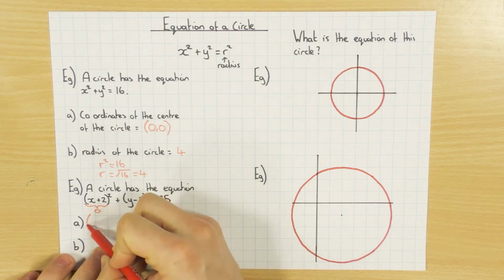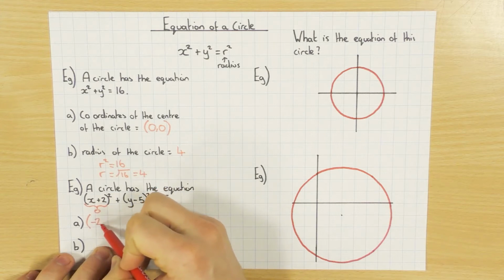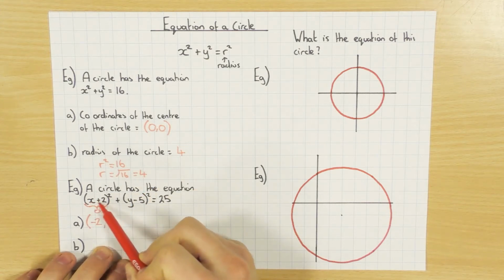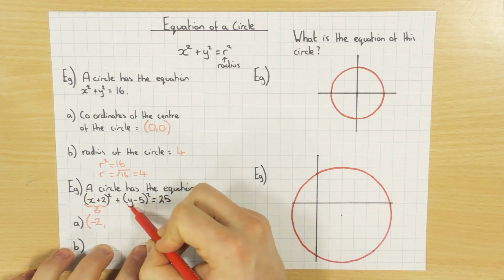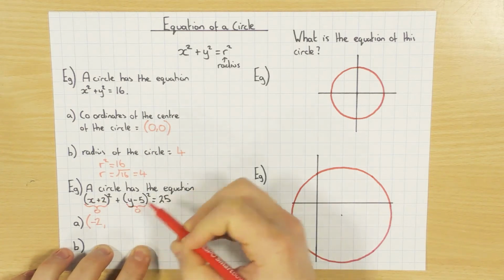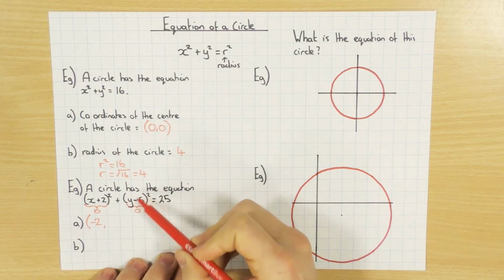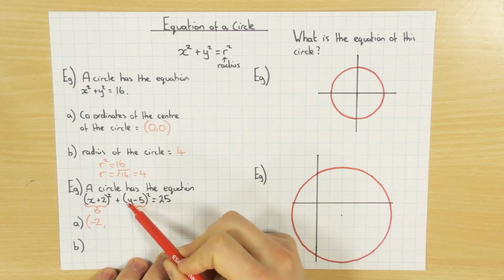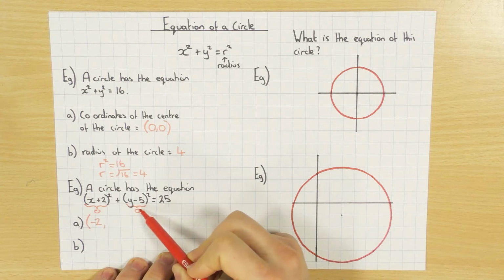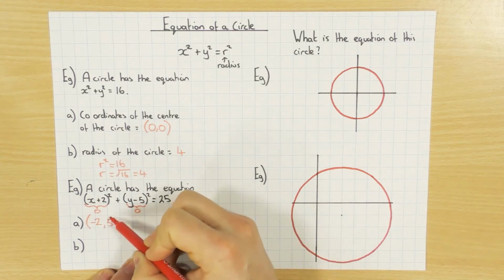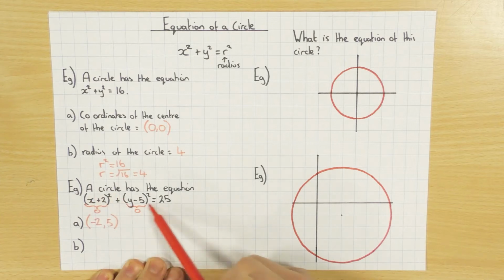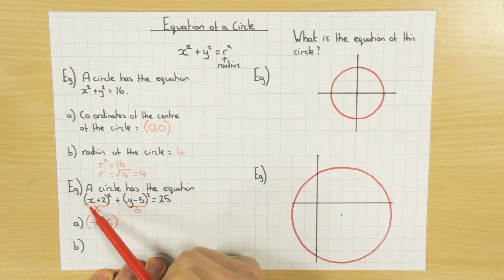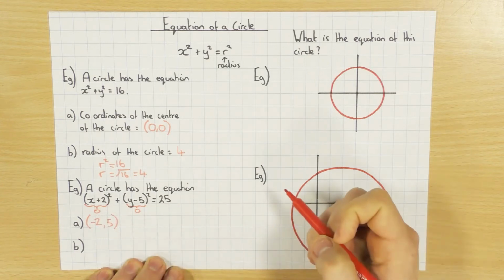Okay, so the x coordinate must be -2, because that's what x needs to be to make that bracket 0. Same thing here with the y coordinate. What does y need to be to make this equal to 0? Well, if y is 5, 5 minus 5 gets me 0. So my y coordinate would be 5. So that's how you get the centre of this particular circle. Just think about, how do I get these brackets to be 0? Find the x coordinate, find the y coordinate.